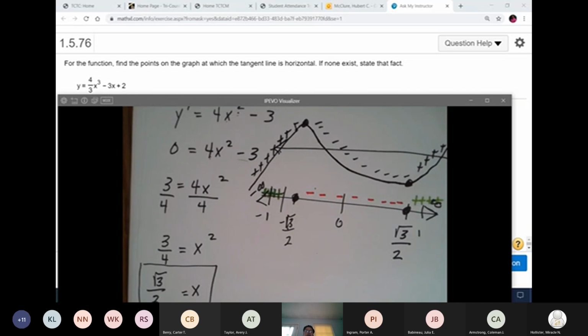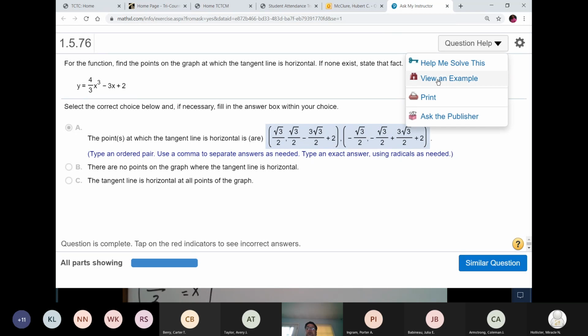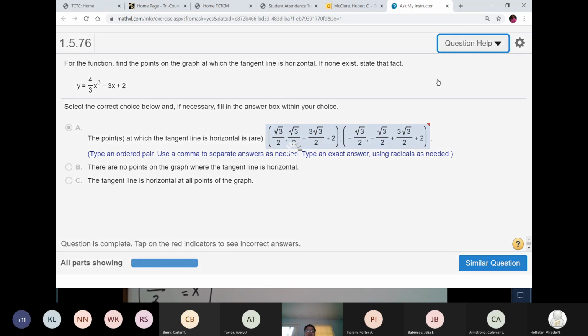So let's see what the question asks. Yeah, that's all it asks. I wonder if they do the derivative. Let's see what they do. If they do the first and second derivative. I don't think they do.